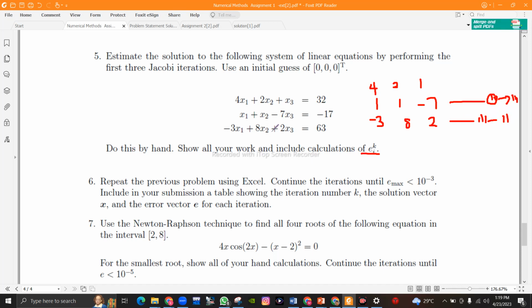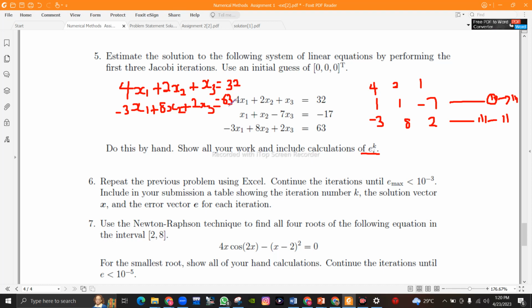We are not changing the question. We are only swapping the equations. So that will be 4x1 plus 2x2 plus x3 equals 32. Then I want to swap the next one. That will be minus 3x1 plus 8x2 plus 2x3 equals 63.